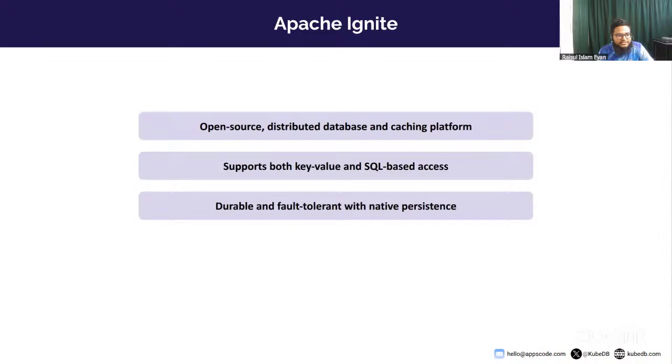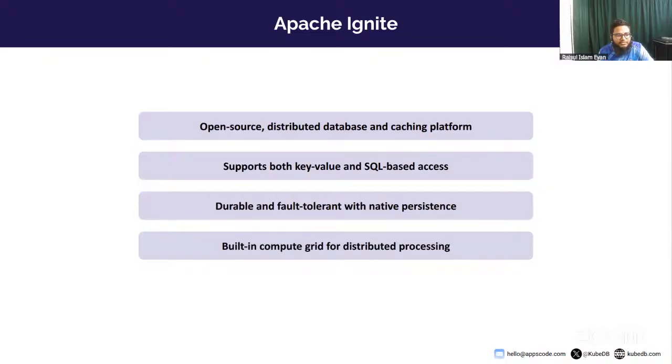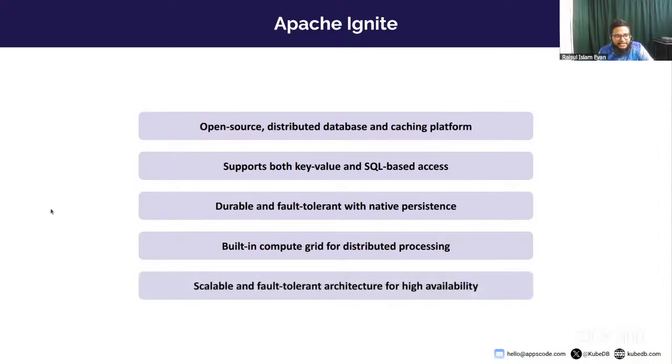Apache Ignite native persistence stores data and indexes on disk, allowing for full durability and fast recovery. It ensures that no data is lost even if nodes go offline or the cluster restarts. In Ignite, developers can run arbitrary computation directly on the data nodes. This reduces the data movement and enables fast parallel processing across the cluster. Ignite is designed to scale horizontally by adding more nodes to the cluster. It uses replication and partitioning to ensure fault tolerance and continuous data availability even during failures.